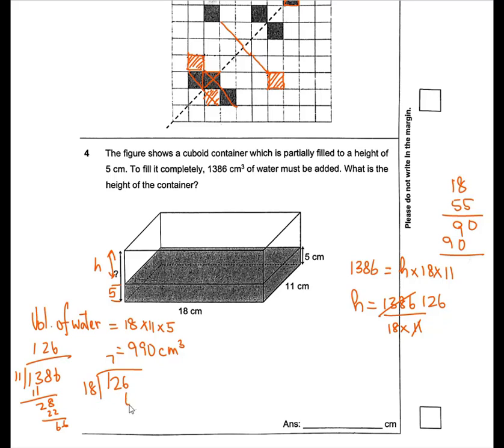7 times 8 is 56. 5, 7, 1, 7. So 126. Sorry, 18 times 7 gives me 126. So this height here is going to be 7 centimeters. I need not have found out the volume of the water here. That is another approach that we could do, but this is the best and the simplest one. So we can directly go with this method.